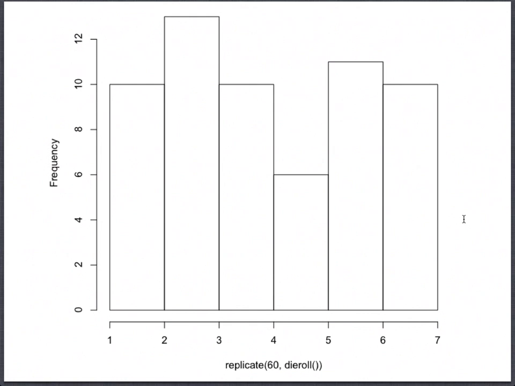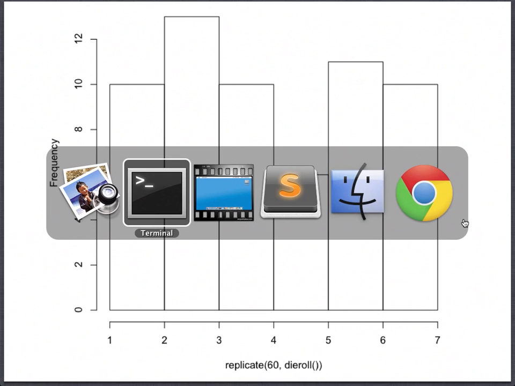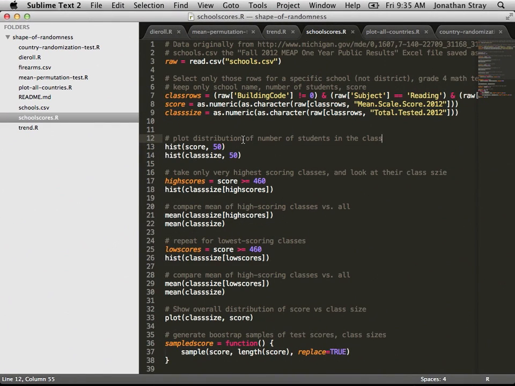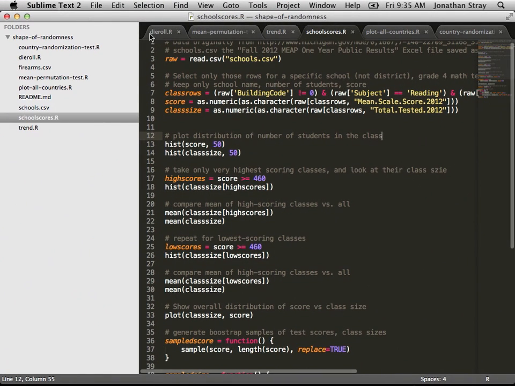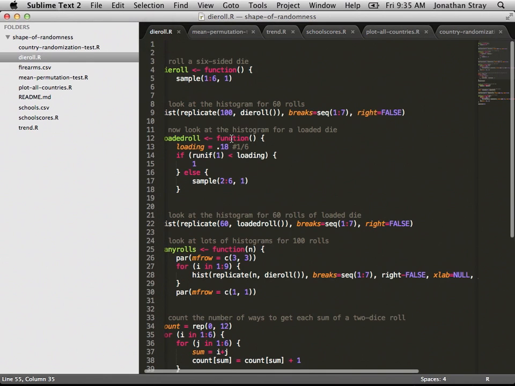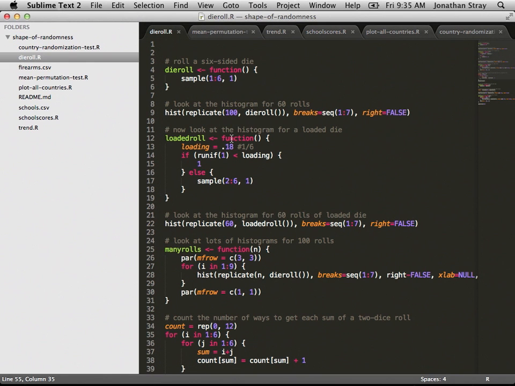In fact, we're going to start the interactive portion of the class here. Okay, don't freak out. This is a language called R. R is a free piece of software for statistical testing. And I'm going to roll a die 100 times and show you what it looks like.